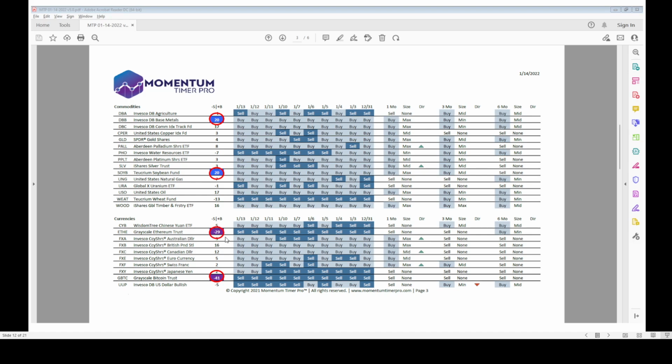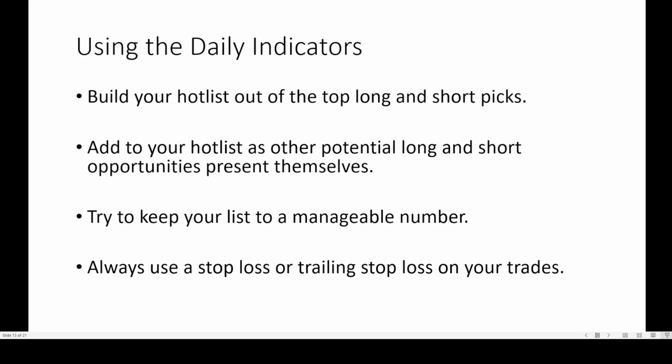So here we see Ethereum, ETHE with minus 29, and Bitcoin, GBTC with a minus 41. So those would be potential long opportunities. And that's how I'm going to use the daily signals. You want to build your hot list out of the top long and short picks and add to your hot list as other potential long and short opportunities present themselves.